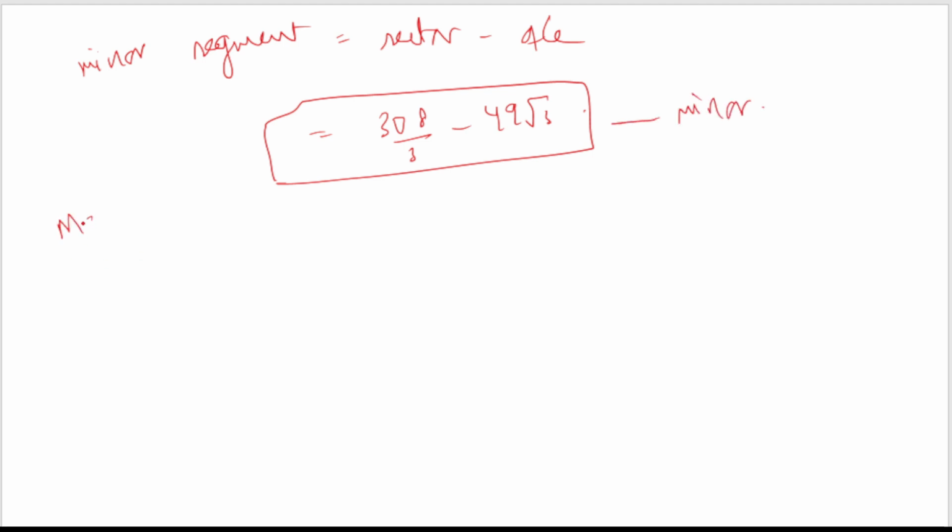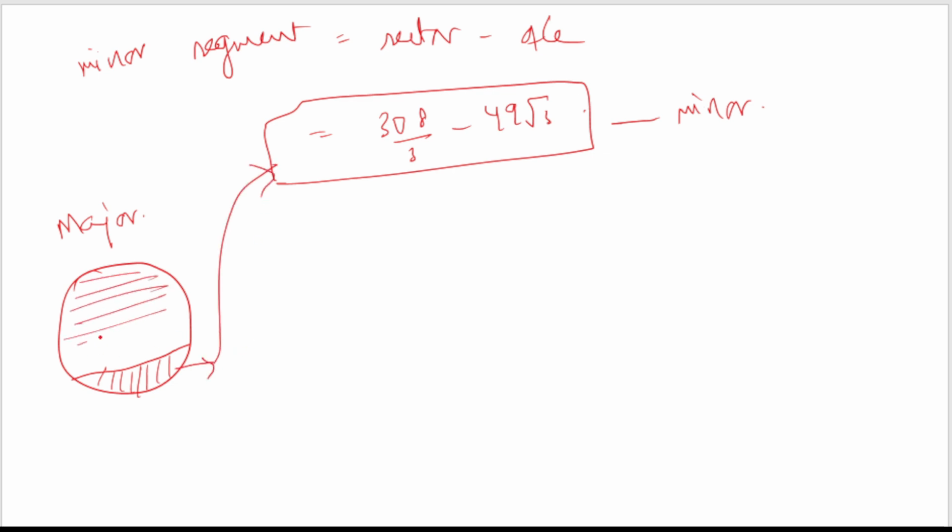And how do you find the area of the major segment? Okay. See, in the circle, this minor segment is this one. Okay. And the remaining part is what? Remaining part is whole circle area minus minor segment. Okay. By this we can get the area of the major segment.